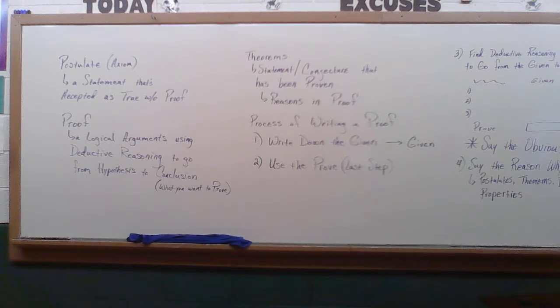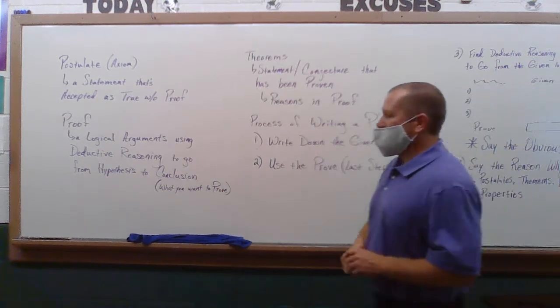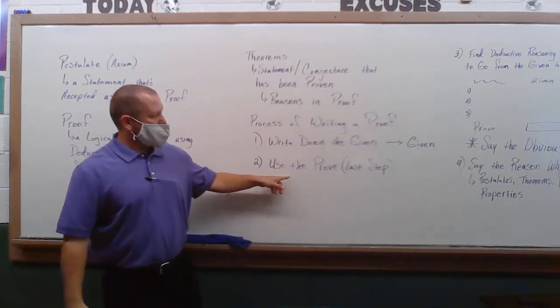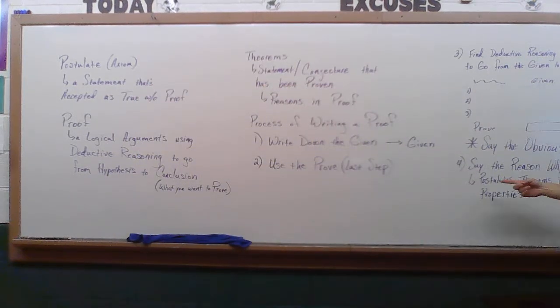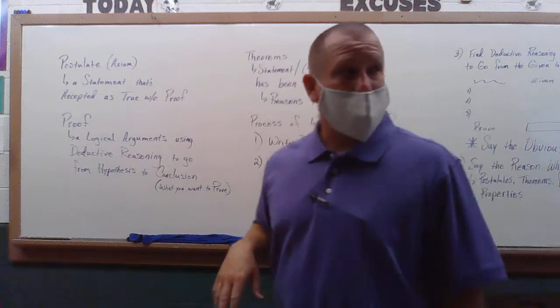Step 5. Basically, find a reason for the proof. So we kind of talked about this already. Number 2 is going to be the proof statement, which is always going to be my last step. This is coming up with one of these postulates, theorems, definitions to actually prove that statement. Okay?